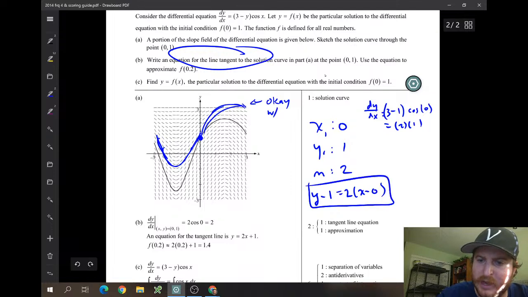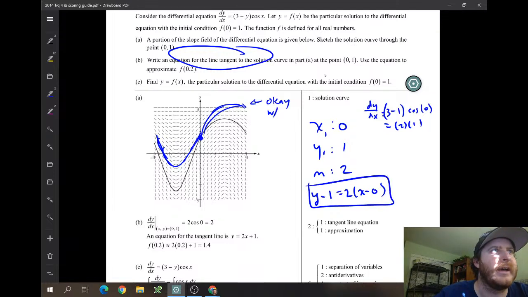Now, I would just box that. On the answer key, they put y equals 2x plus 1. They isolated for y. You don't need to do that. Okay, you absolutely don't need to do that.